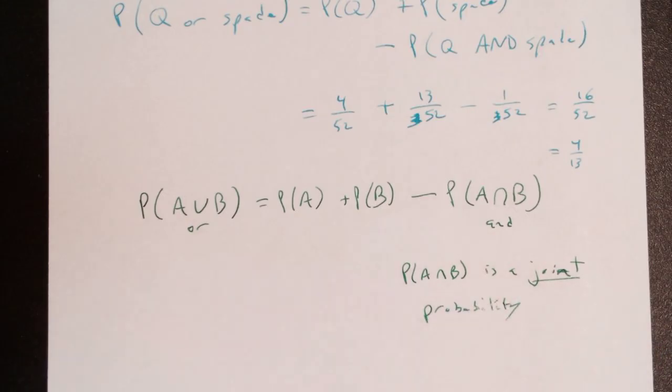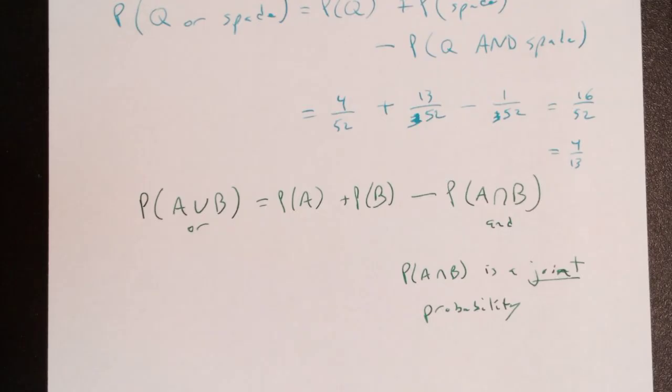I'm joining two things together. There is a logic term that uses that and symbol as well, called a join. So this is where that comes from. Joint probabilities must be smaller than either of the non-joint probabilities, which is less likely to happen.